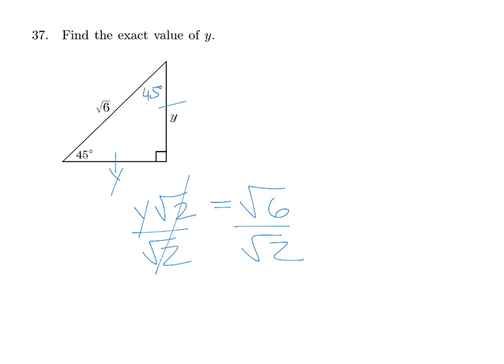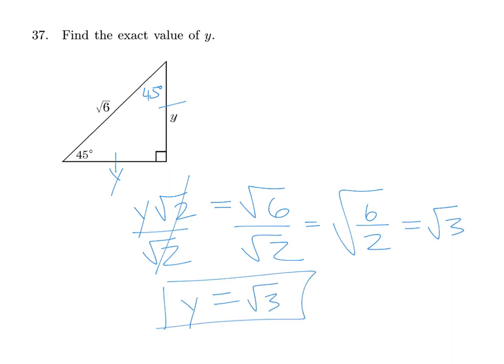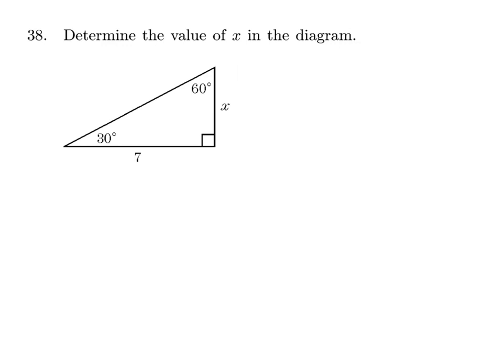Square root of 6 divided by square root of 2 is the same thing as this. So you could rewrite it as the square root of the whole fraction, 6 over 2. So y is equal to the square root of 3. Done. All right, determine the value of x in the diagram.